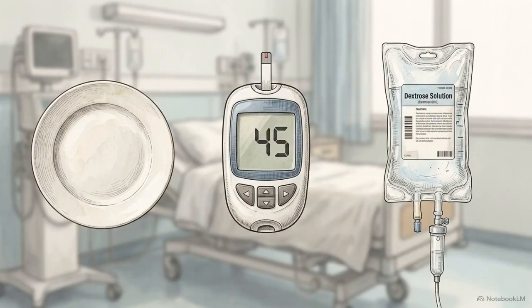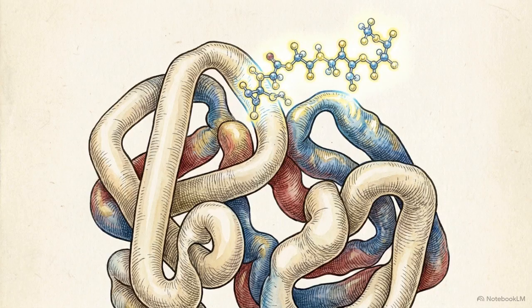They present classically with Whipple's triad: fasting hypoglycemia, blood glucose under 50 mg per deciliter during symptoms, and rapid relief after glucose administration. Elevated C-peptide levels are crucial here to confirm endogenous insulin production and rule out exogenous injection.